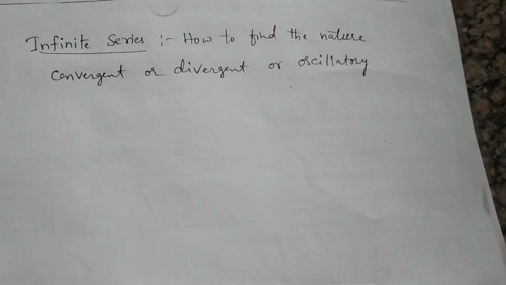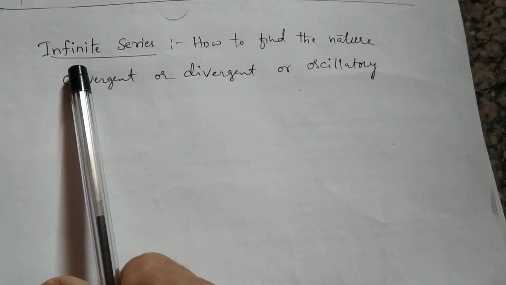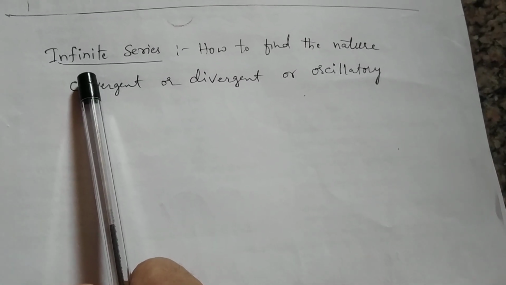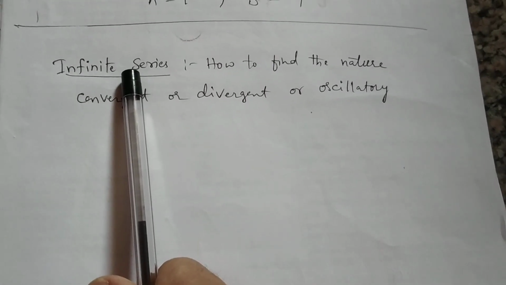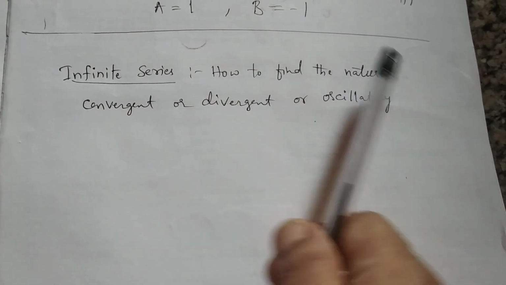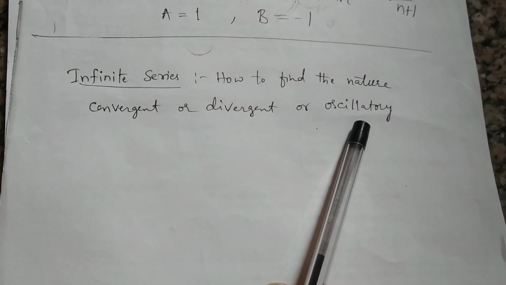Hello students, today let us continue the previous class. In the previous class we learnt the definition of infinite series and also how to find the nature of an infinite series, that is whether it is convergent, divergent or oscillatory.